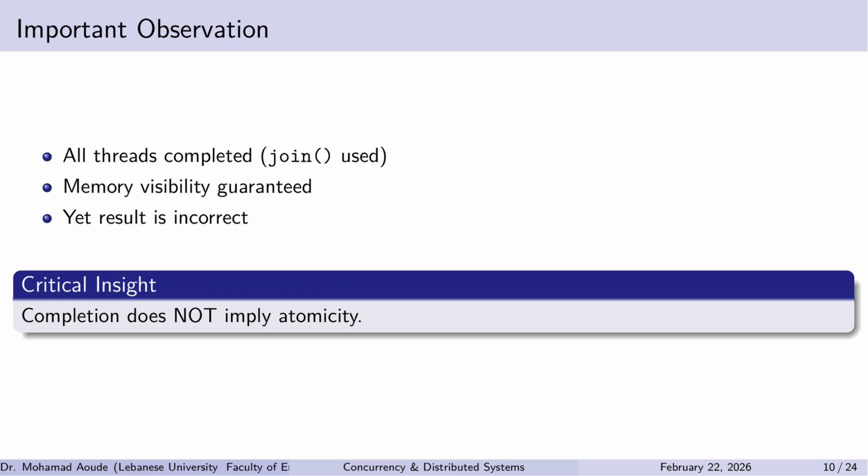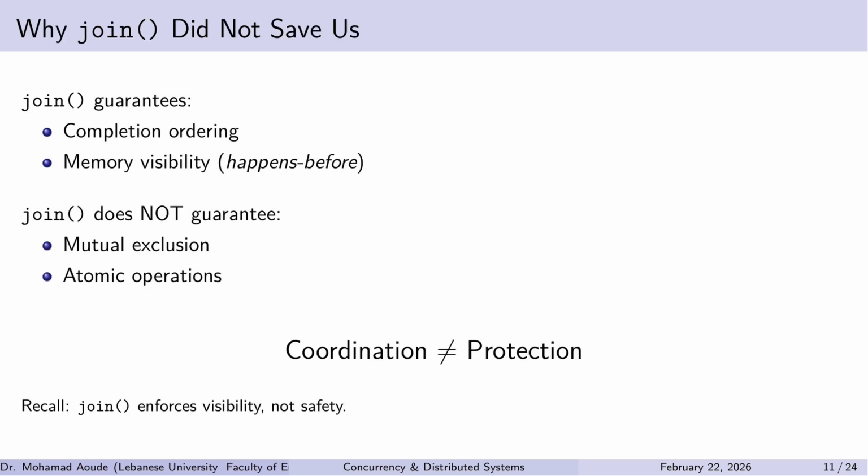Let's state the core observation clearly. All threads completed because we used join. Memory visibility is guaranteed, yet the result is incorrect. This proves an engineering principle. Completion does not imply atomicity. Coordination does not imply protection. Join guarantees ordering of completion, and it guarantees happens before for thread termination. That means when join returns, the main thread can see what the worker wrote before it finished.